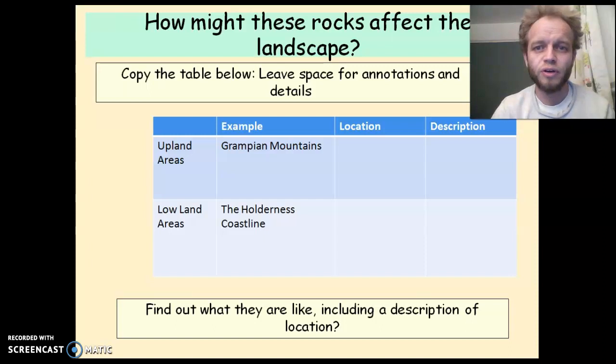Okay, so once you've had a bit of a think about the link between the landscape and the type of geology, we want you to actually go away and do a bit of research. Make a copy of the table below in your books, and then I want you to go away and find out what these 2 areas are like. So these are 2 examples.